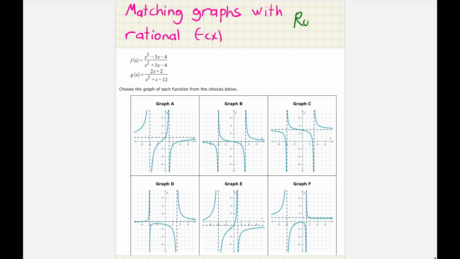Hello, I am teacher Robbie, and today we are going to match these two functions to the respective graphic. And you're going to see it's really not as hard as it seems.